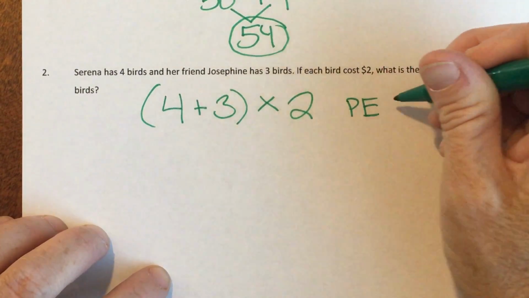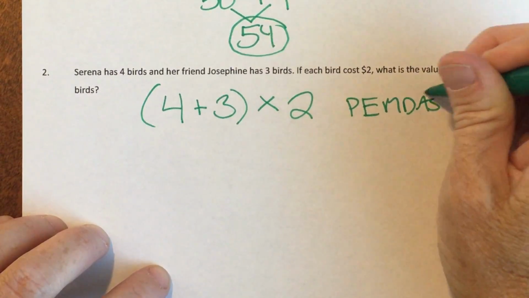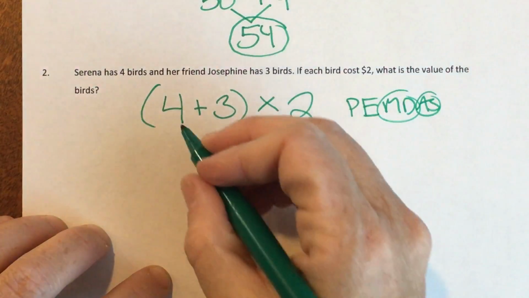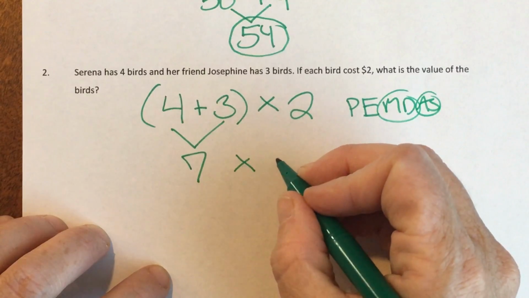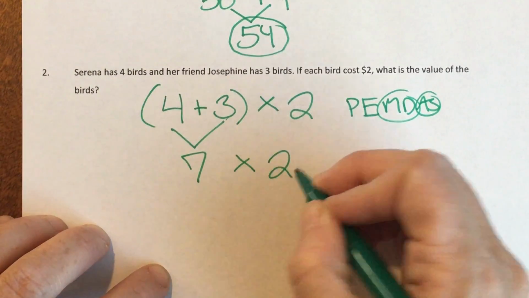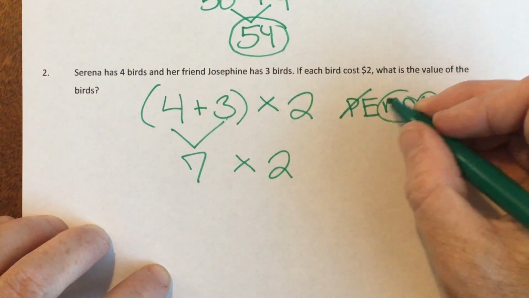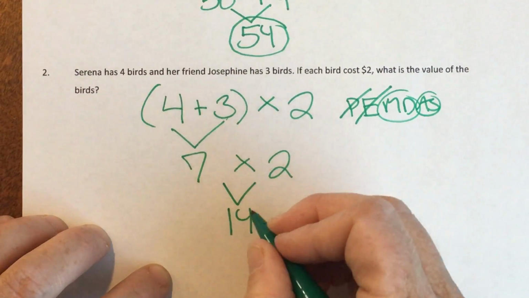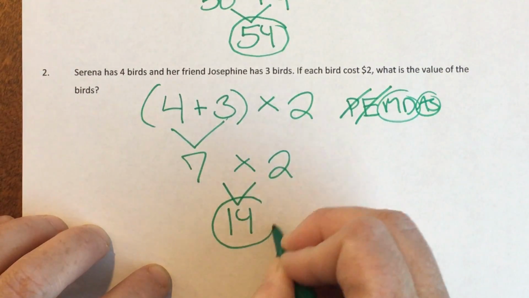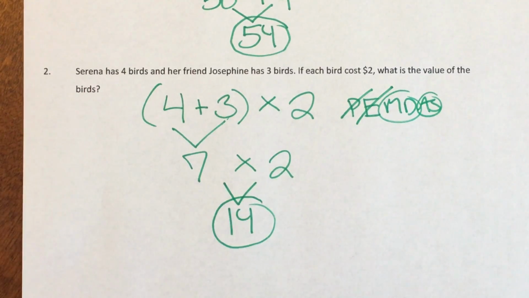So again, if there's more than one operation, it's a PEMDAS problem. So my parentheses are 4 plus 3, which is 7, and copy everything else down. No exponents, and yes, multiplication and division. So I'm seeing the value of her birds is $14.